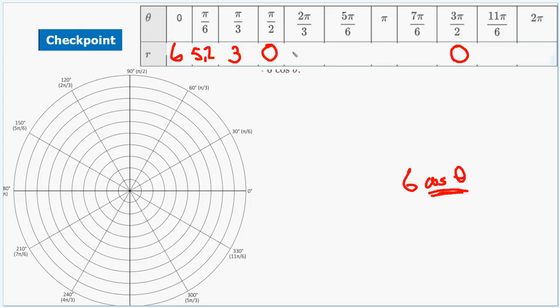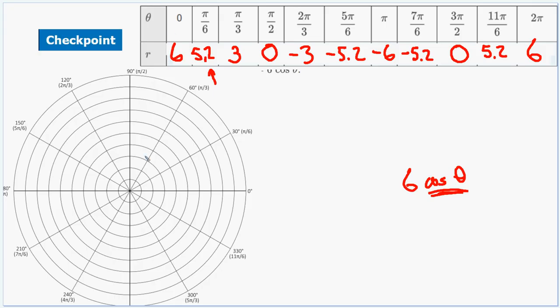At 2 pi over 3, you should have got a negative 3. At 5 pi over 6, a negative 5.2. At pi, you should have got negative 6. 7 pi over 6 is negative 5.2 also. 11 pi over 6, we're back to a positive 5.2. And 2 pi is just the same as 0. We're back to a 6.